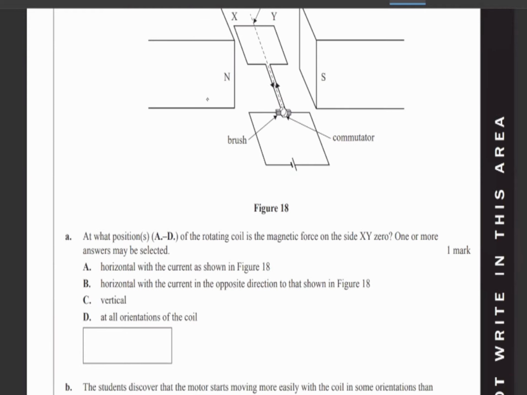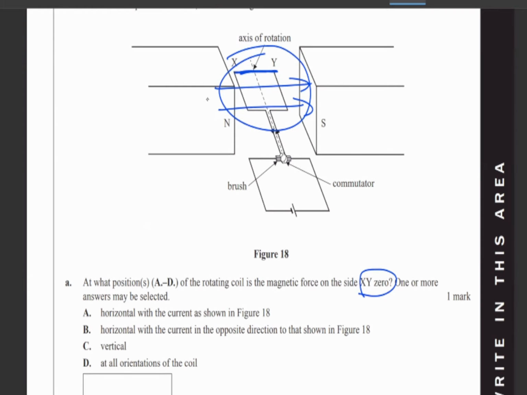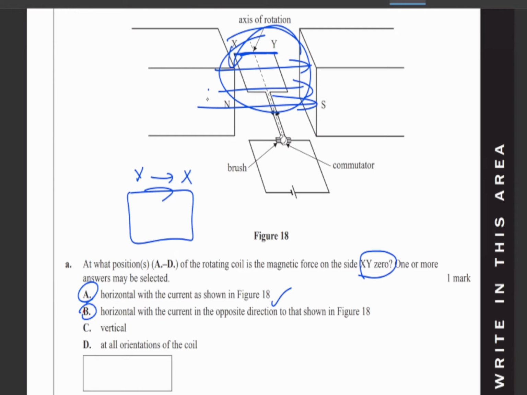So for this one, when the magnetic force on the side X from here is 0, the force is 0 when it's parallel to the magnetic field. So in the position it is right now, it would be 0. So the horizontal position, that is it, and it could be the opposite, so it could be from Y to X. Could still be parallel to the magnetic field. So A and B.